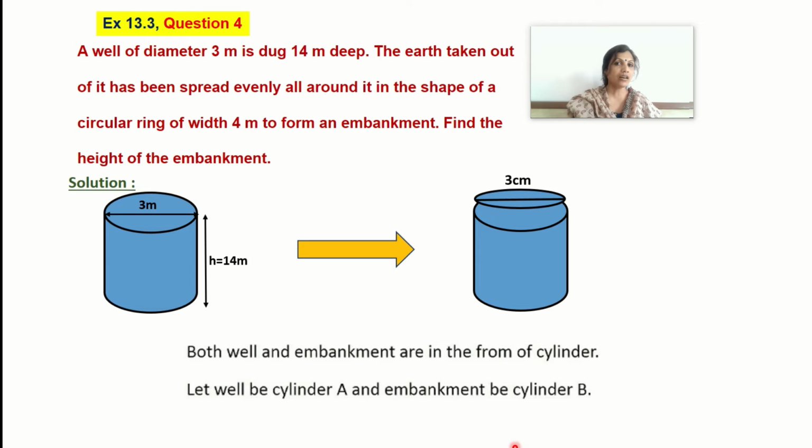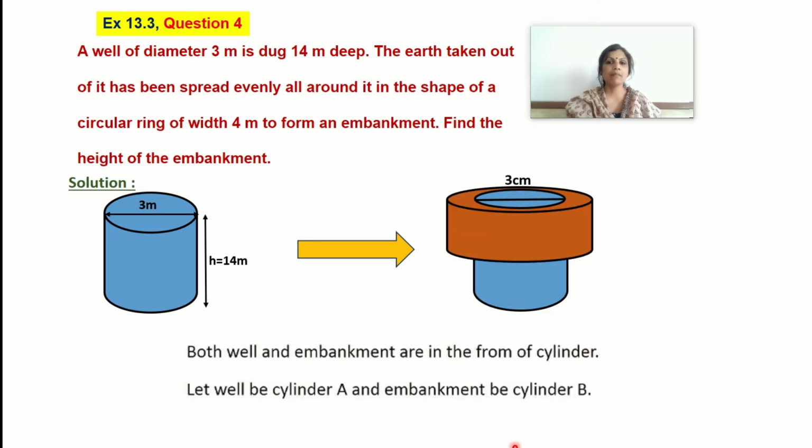But the earth taken out by digging this well is arranged evenly around this well in the shape of a circular ring like this. The width of the ring is given to us as 4 meter. And this ring forms an embankment around the well. We have to find the height of the embankment. So both well and the embankment are in the shape of a cylinder. If you see, children, their volume will remain the same.